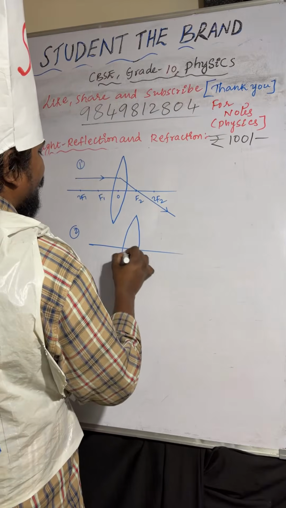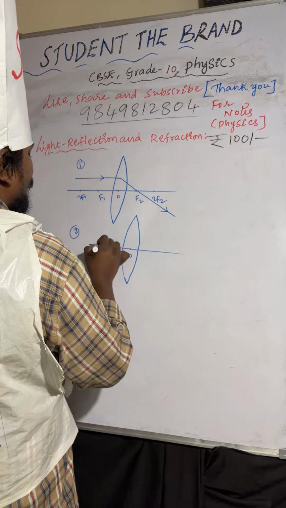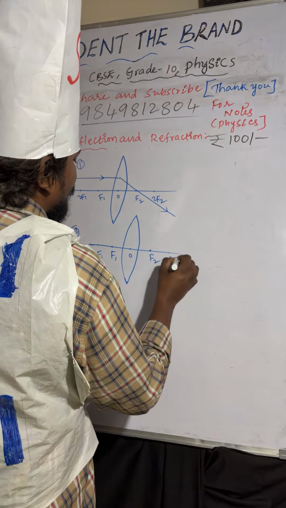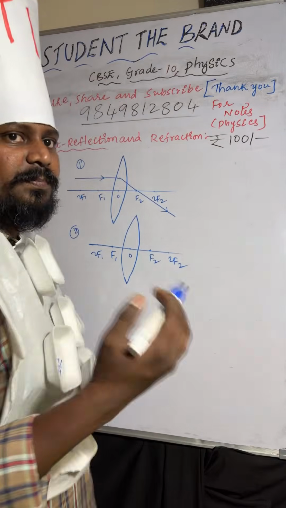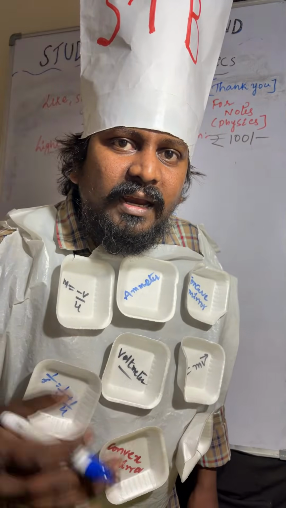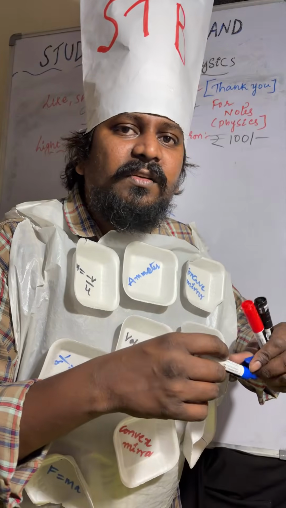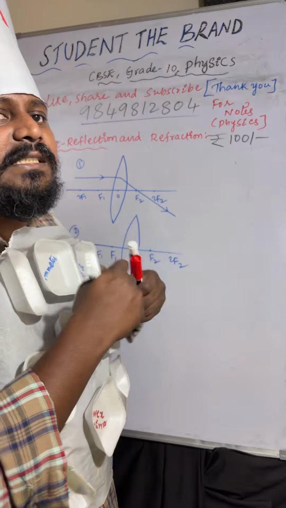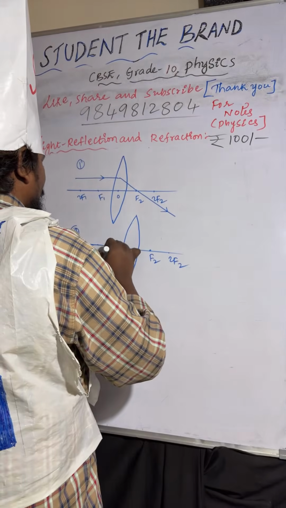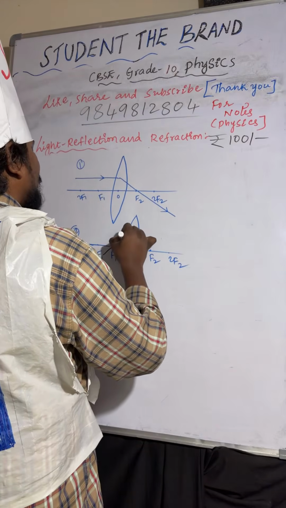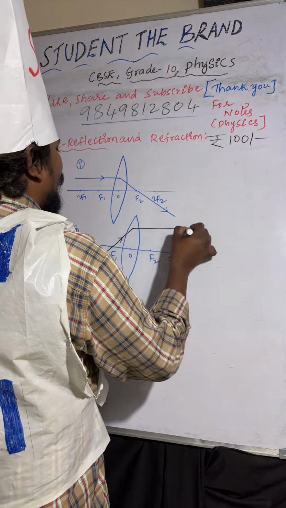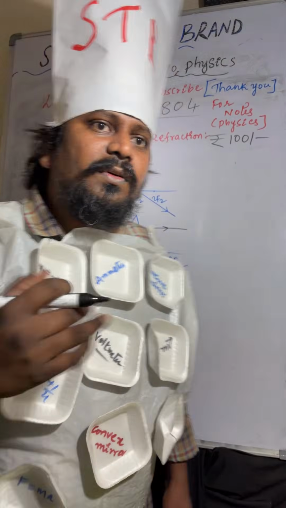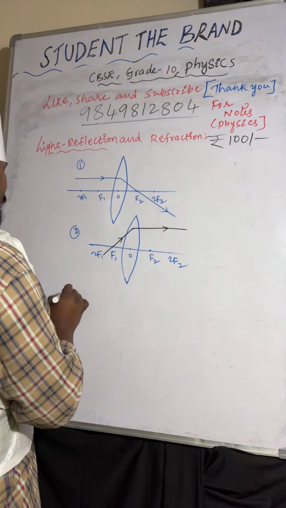Optic center, F1, 2F1, F2, 2F2. Okay, so the light ray is passing through focus. After refraction it moves like this, parallel to the principal axis, towards infinity. Yes, towards infinity. Coming to the third one.